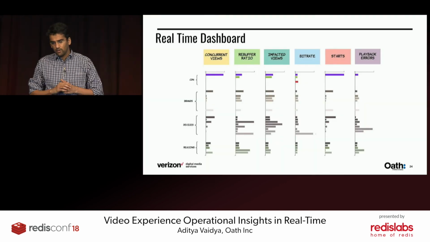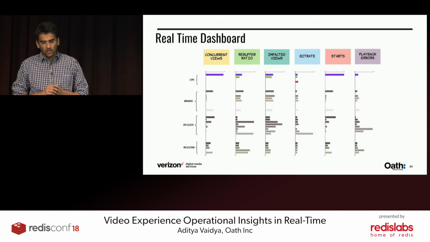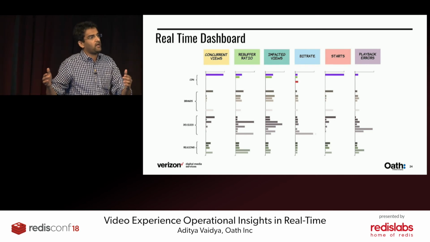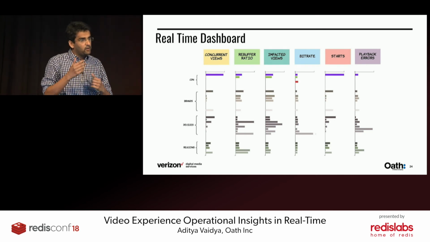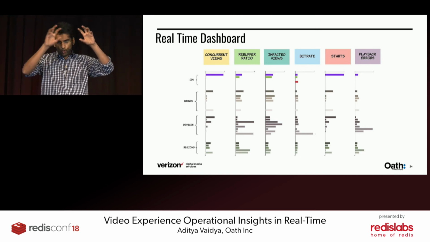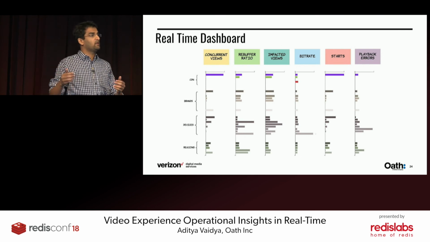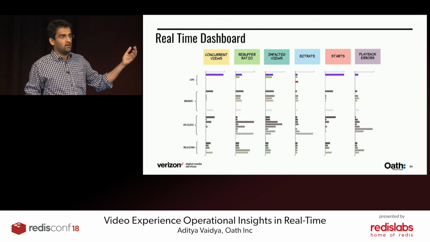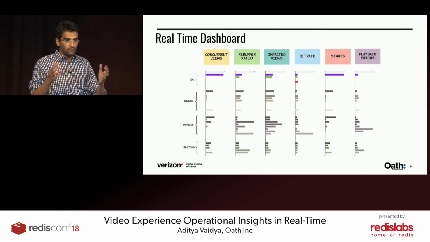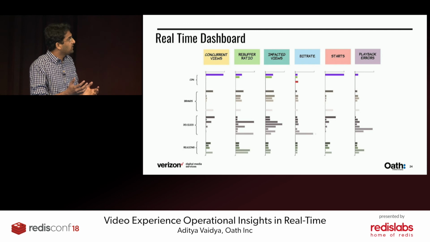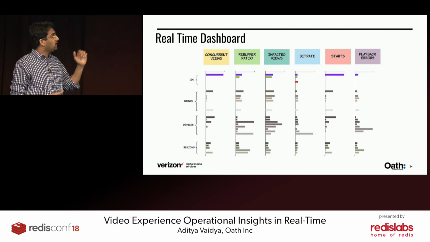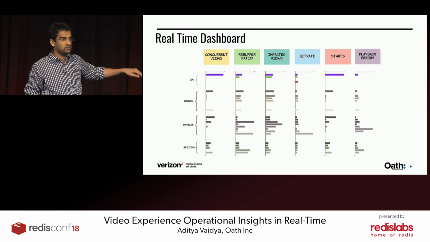Now, talking about the dashboard, our real-time dashboard looks something like this. This is basically the dashboard that our operations team is looking at on a day-to-day basis. You can see the global metrics being counted and shown on the top. Concurrent views are the number of unique video sessions that are generated in real time. Then you have rebuffer ratio, which is the buffering that is being experienced by the users. Then you also have a few other metrics like impacted views, bitrate, starts, and playback errors. And finally, you'll see the breakdown of these numbers by different dimensions.